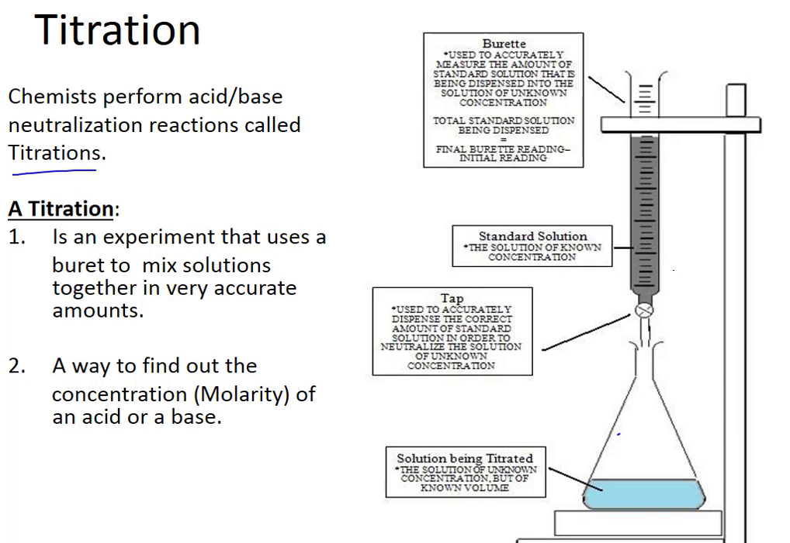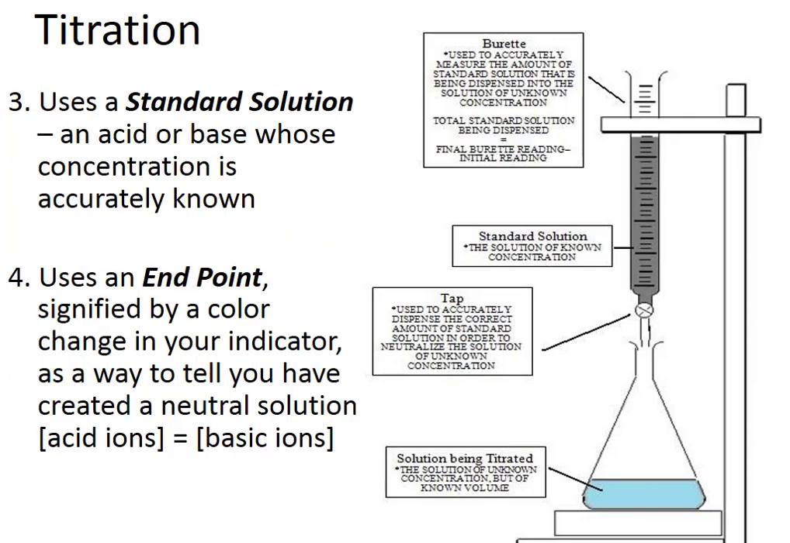So in this, we're going to be using a burette. We're going to use our standard solution, which I'm going to prepare for you. Using the tap, you're going to dispense a solution, and you're going to actually see this by the indicator changing colors. We're going to look for that color change, and that's how you can tell what the pH is based off of that color change.